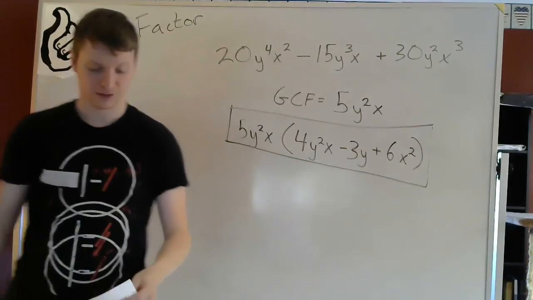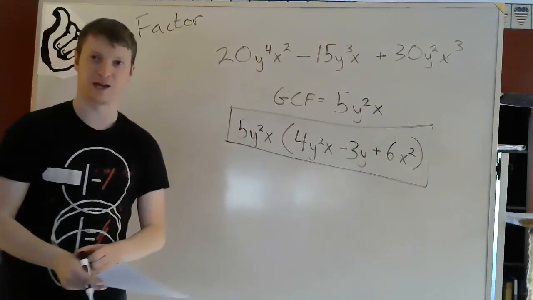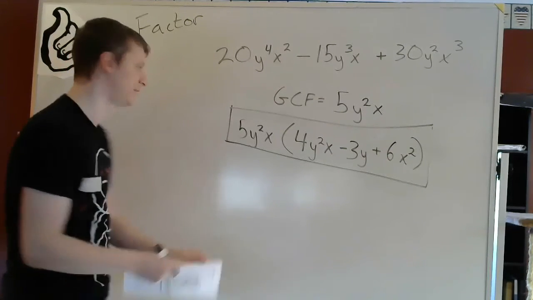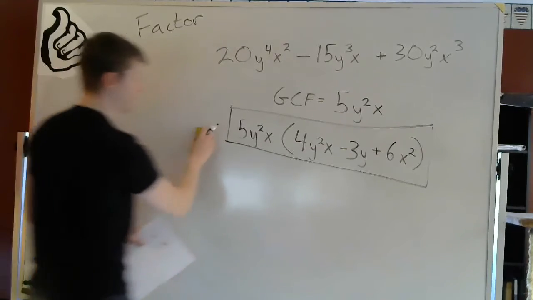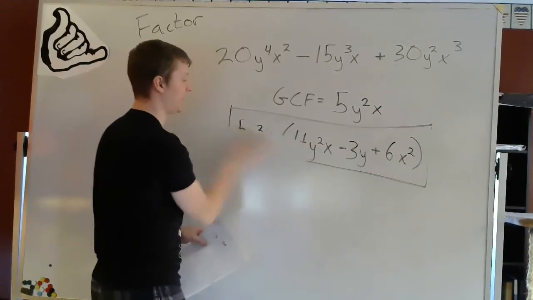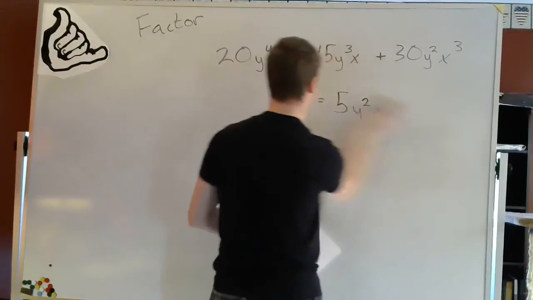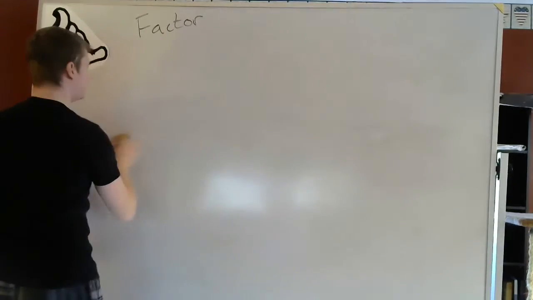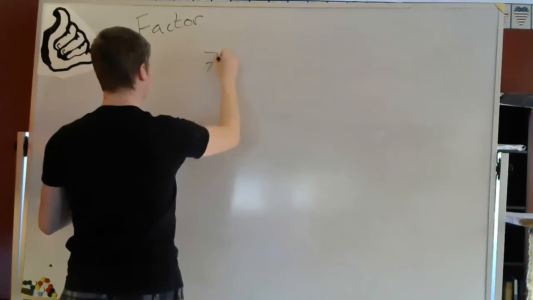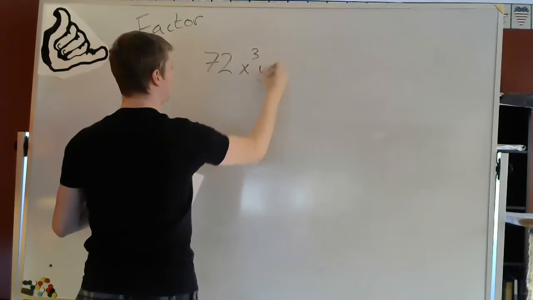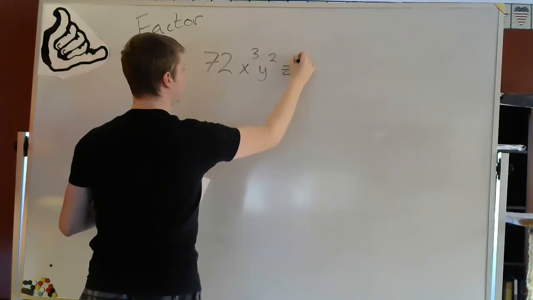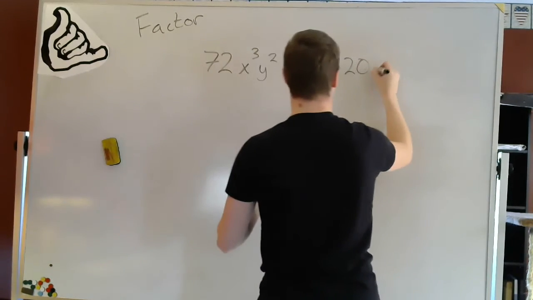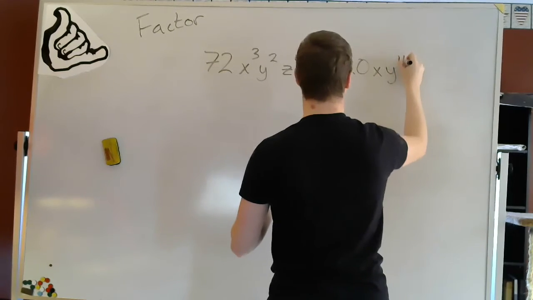Now, I'm going to do one more that's maybe just a little bit more complicated because it's not going to be obvious what that number for the GCF is at the beginning. At least it's not obvious for me. Maybe it is obvious for you. You're a lot better at math than I am. Let's factor 72x cubed y squared z to the fourth plus 120x y to the fourth.